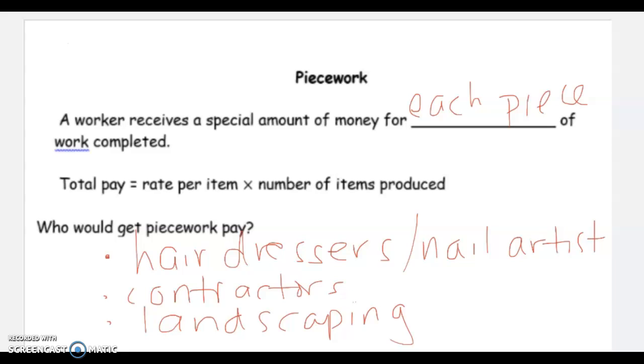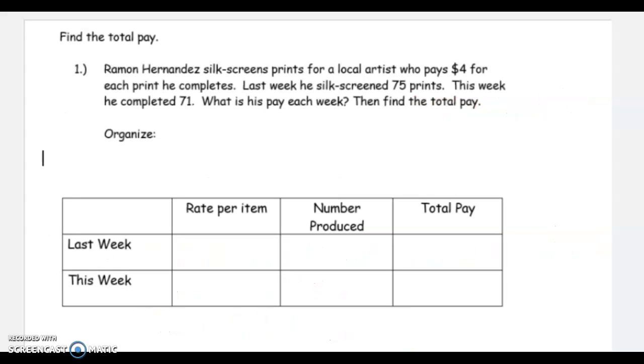These are all examples of piecework where you're going to get paid more the more work you do. So let's get into a question. Find the total pay. Roman Hernandez silkscreens prints for a local artist who pays $4 for each print he completes. Last week he silkscreened 75 prints. This week he completed 71. What was his pay each week?